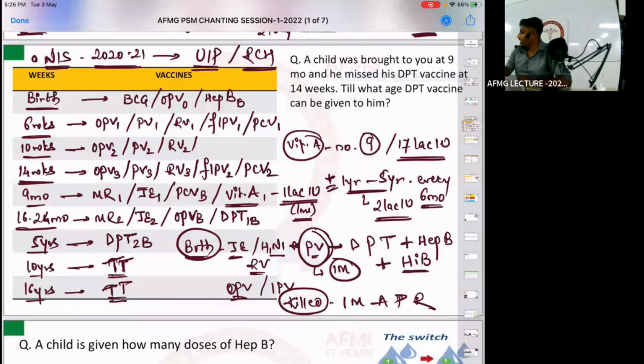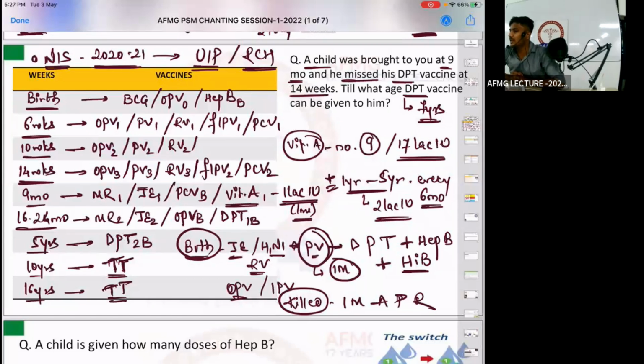The question says a child was brought to you at 9 months of age and he missed his DPT vaccine at 14 weeks. Till what age can the DPT vaccine be given to him? So this is for delayed immunization. If a child has missed his immunization, what is the maximum time till which the vaccine can be given? For DPT, very good Shravan, it is 7 years.